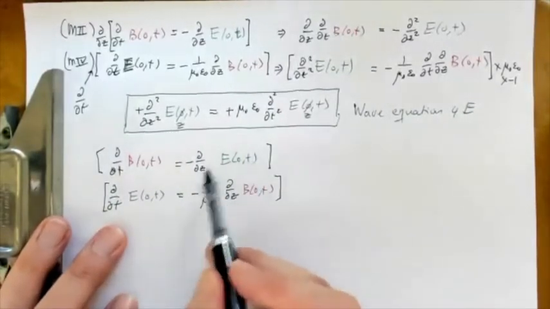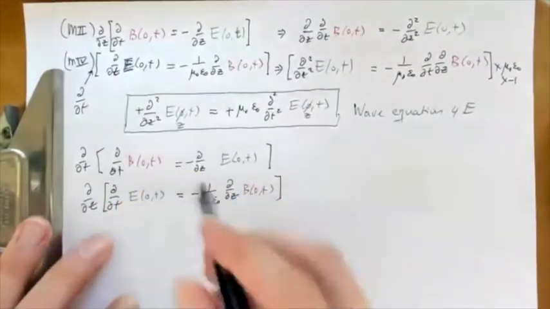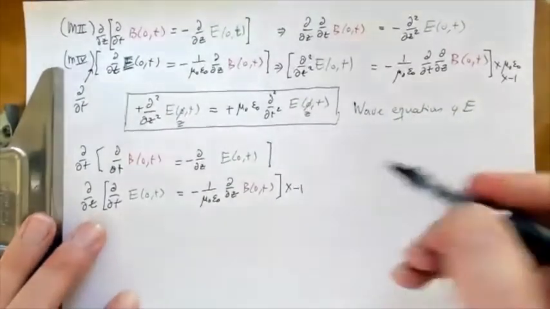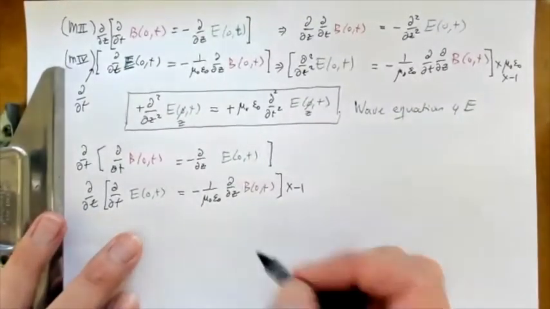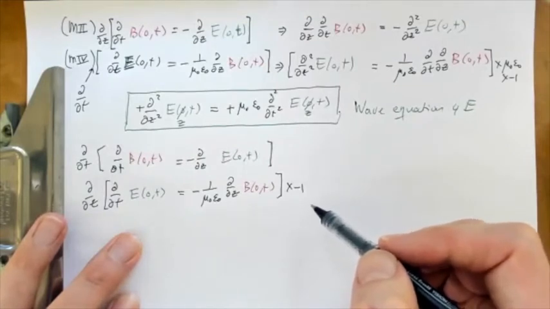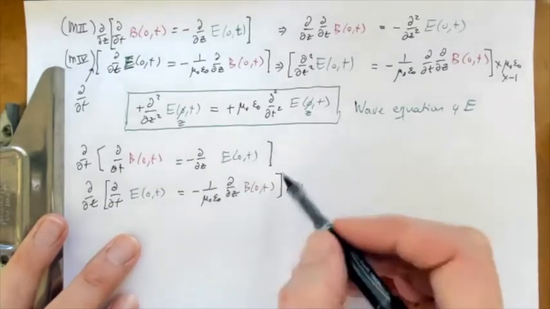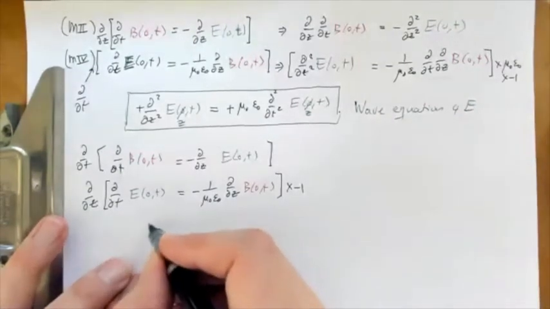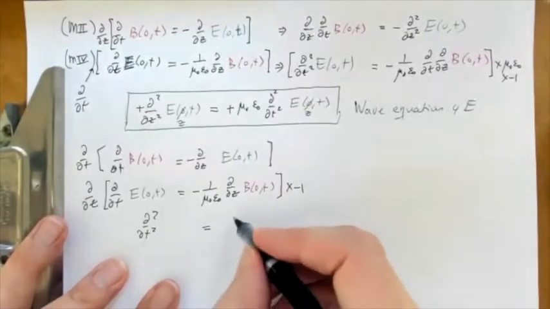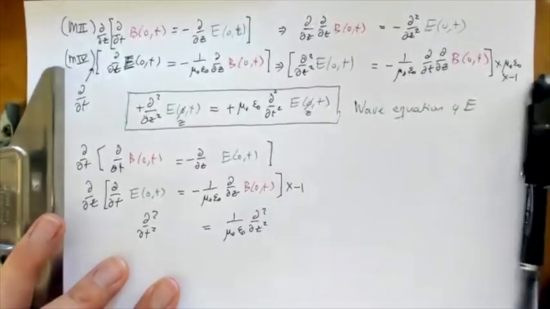So we take the temporal derivative of this one, and we take the spatial derivative of this one, d/dz, and now these two look the same except for a minus, so times -1, and then we can equate them, and we'll get a d/dt squared of B equals 1 over mu naught epsilon naught d/dz squared of B.